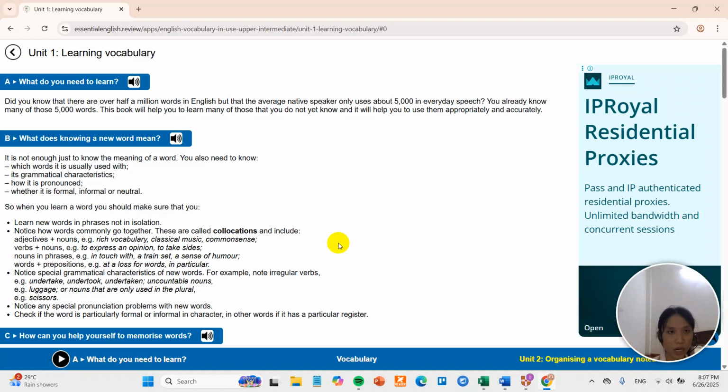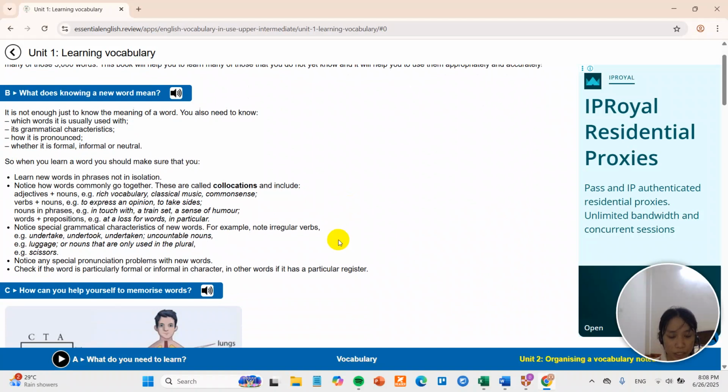Unit 1, Learning Vocabulary. A. What do you need to learn? Did you know that there are over 500,000 words in English, but that the average native speaker only uses about 5,000 in everyday speech? You already know many of those 5,000 words. This book will help you to learn many of those that you do not yet know, and it will help you to learn to use them appropriately and accurately.